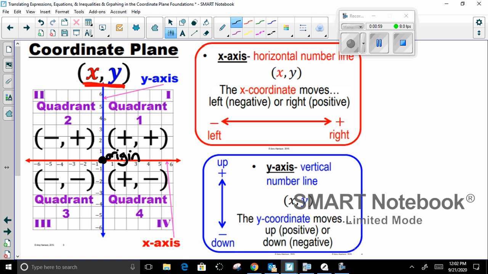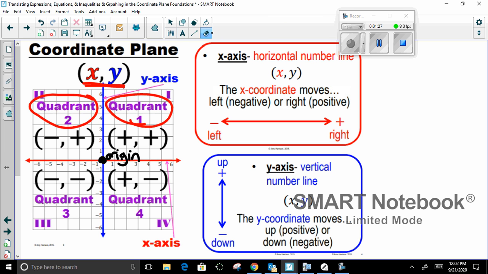My y-axis is my vertical axis, this blue one right here. If I start at the origin, to go to my positive y's, I go up. To go to my negative y's, I go down. Your quadrants, and many of you probably already know this. We start in the upper right-hand quadrant. That is your first quadrant. And we go counterclockwise. This is quadrant 2.